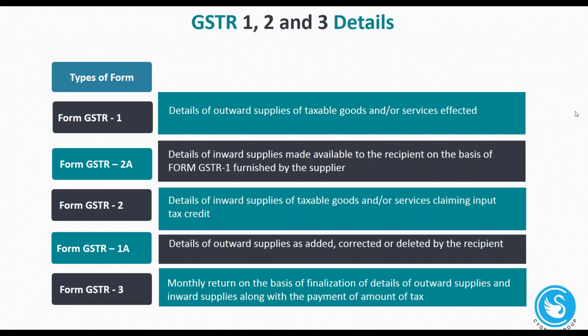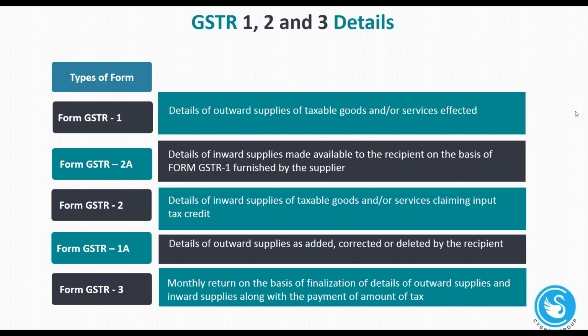And then one more form, that is GSTR1A. It is an important form because whatever changes the recipient makes to the details of outward supply, added, corrected or deleted, while filing GSTR2 get reflected in GSTR1A, which I have to modify or accept by the 17th of the next month. And finally, there will be a return to be filed, which is known as the periodical return under GST.